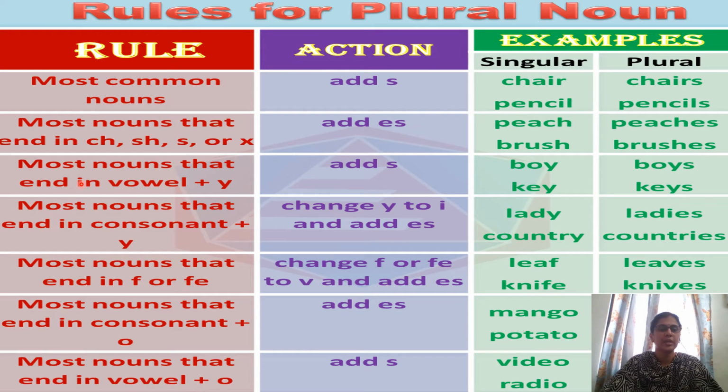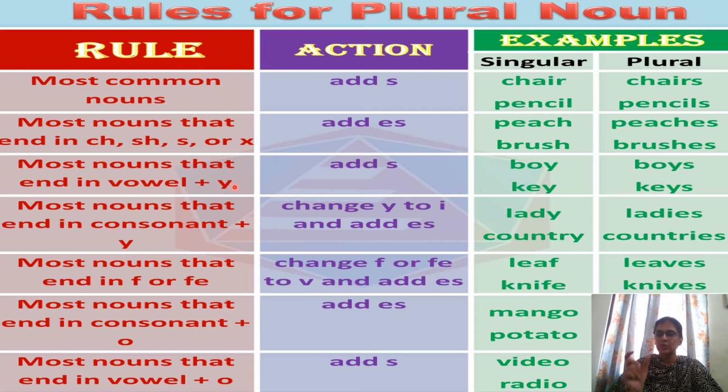Your next one is most nouns that end in vowel plus Y. So when you have a common noun, you have to check the last two letters of that common noun. If it ends with a vowel and a Y, you all know what the vowels are, right? A, E, I, O, U.